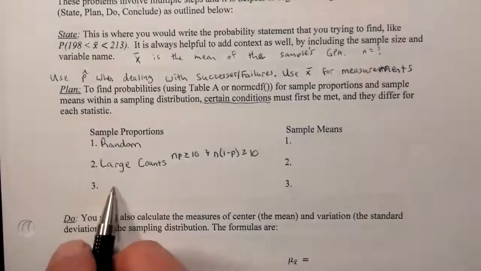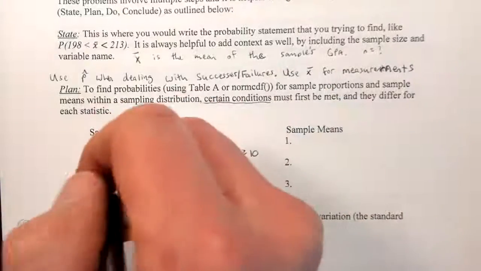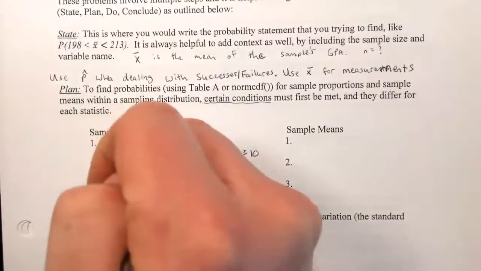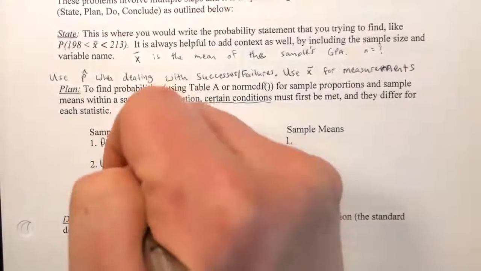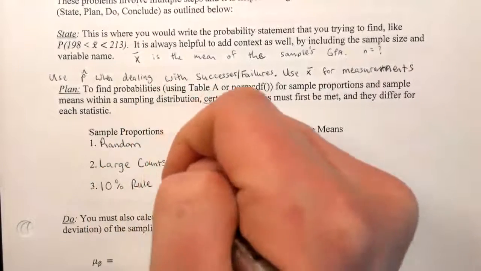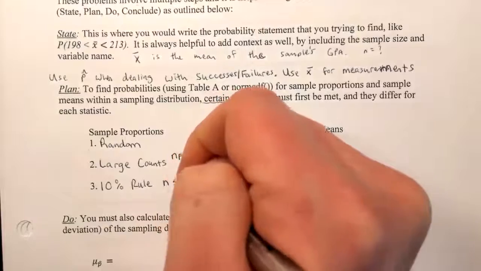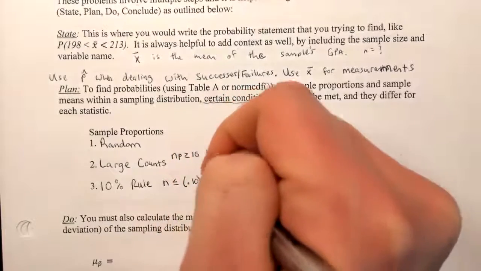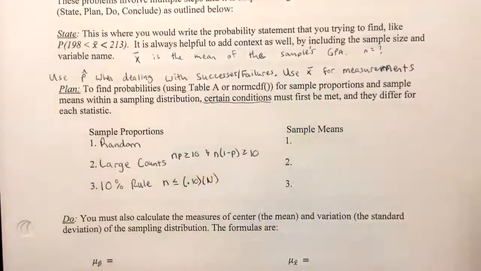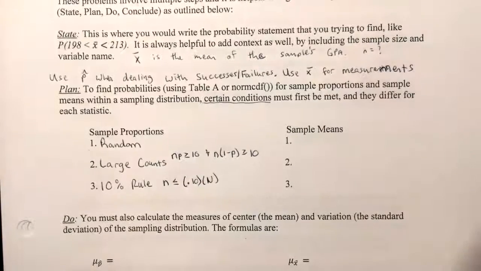And then the third condition for sample proportions is that 10% rule. Sample size needs to be less than or equal to 10% of the population. Because if I sample too much, I won't have any variation. I won't actually be able to find a standard deviation.